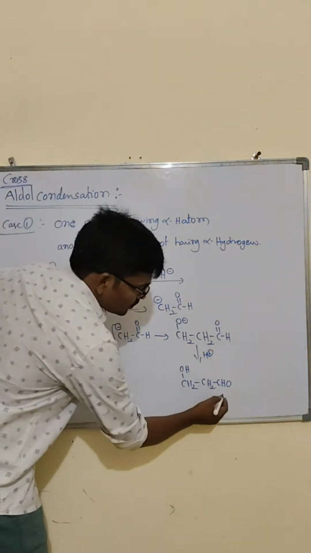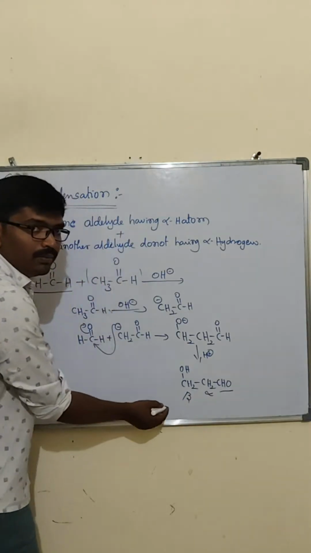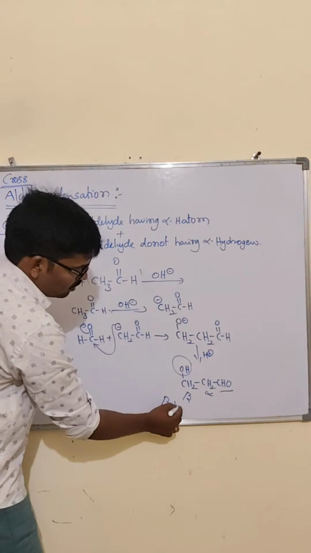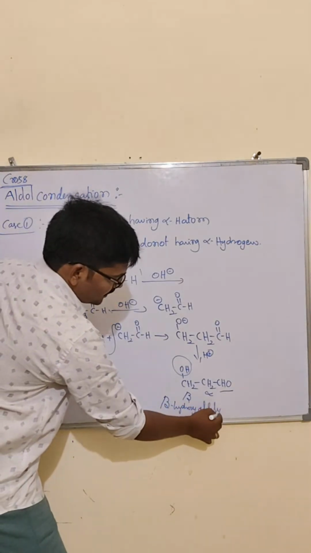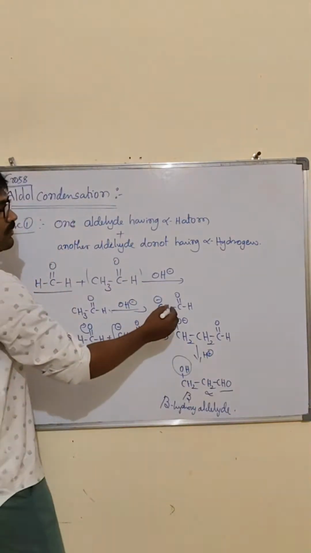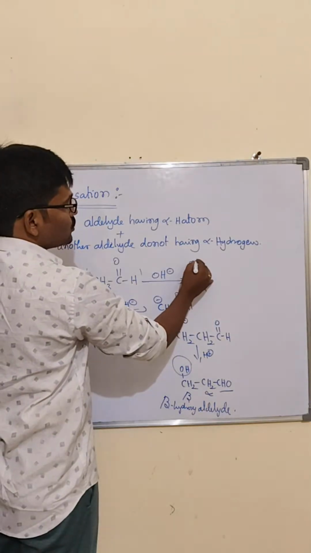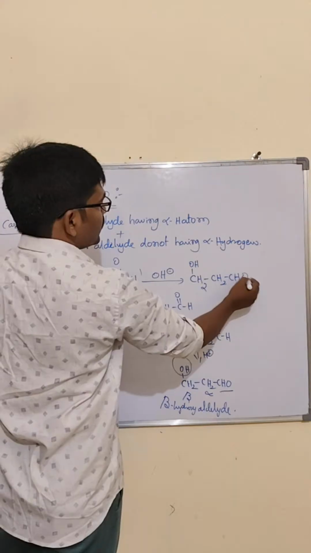Then this is the aldehyde group, this is the alpha carbon, this is the beta carbon. The beta carbon has an OH group. So that is what we call a beta hydroxy aldehyde. So the final product is CH2OH, CH2, CHO.